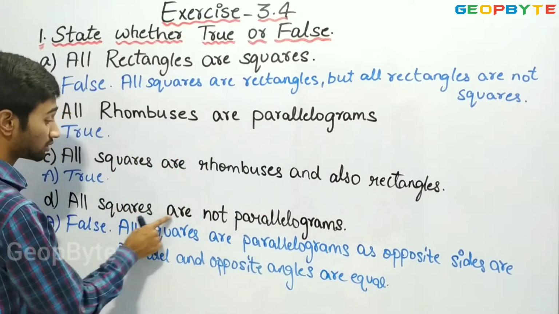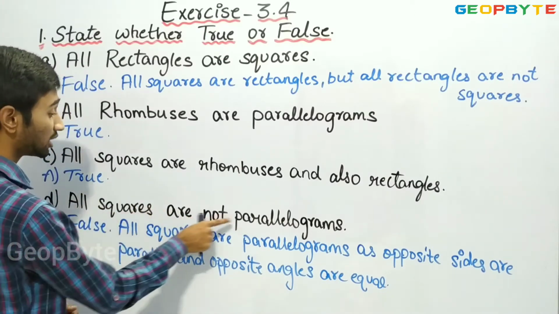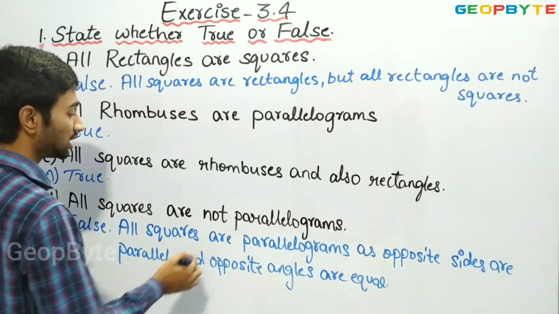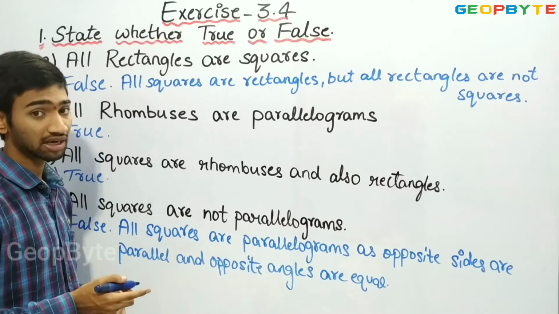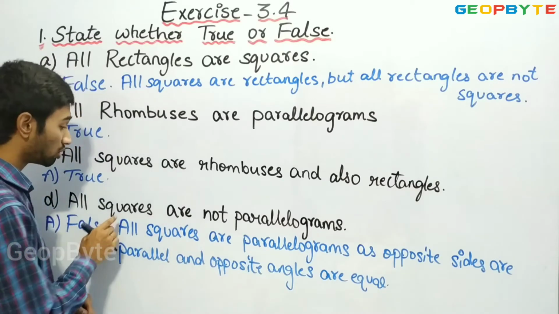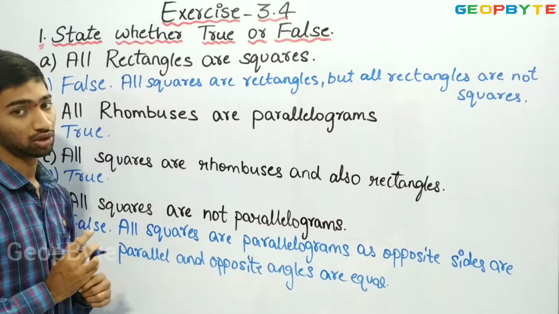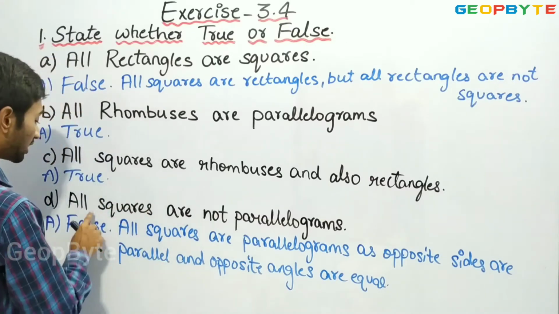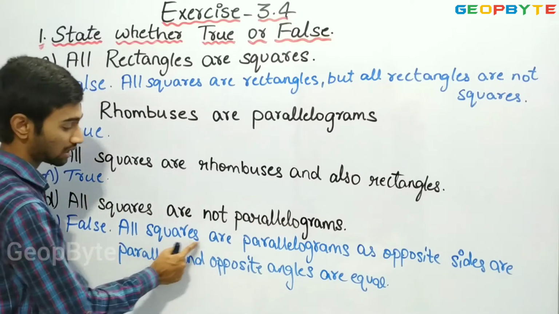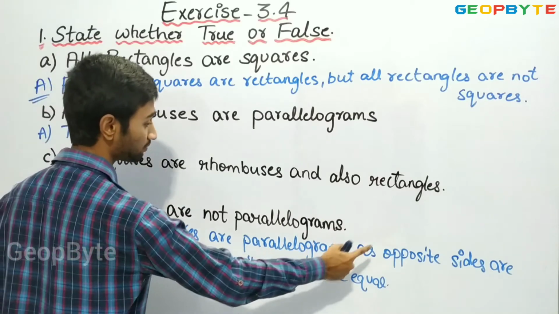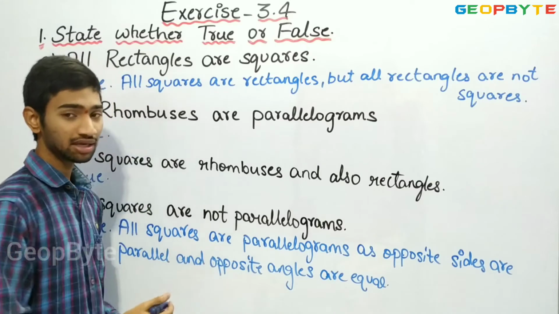So all squares are not parallelograms. This statement is wrong because all squares are parallelograms. We know that in parallelogram opposite angles are equal and opposite sides are parallel to each other. So in square also opposite angles are equal and their sides are also parallel to each other. So that's why the given statement is false, because all squares are parallelograms as opposite sides are parallel and opposite angles are equal.